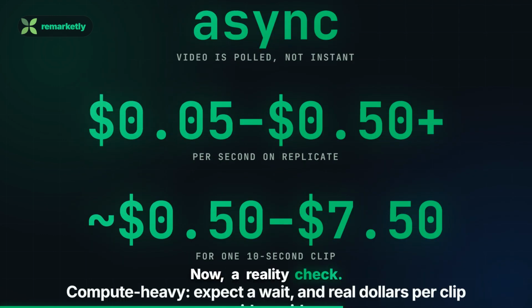Now, a reality check. Video generation is compute heavy, so it's slow. It runs asynchronously, and Claude polls for the result rather than getting it instantly. And on paid providers it costs real money, roughly 5 cents to 50 cents or more per second on Replicate, which is about 50 cents to several dollars for a single short clip.